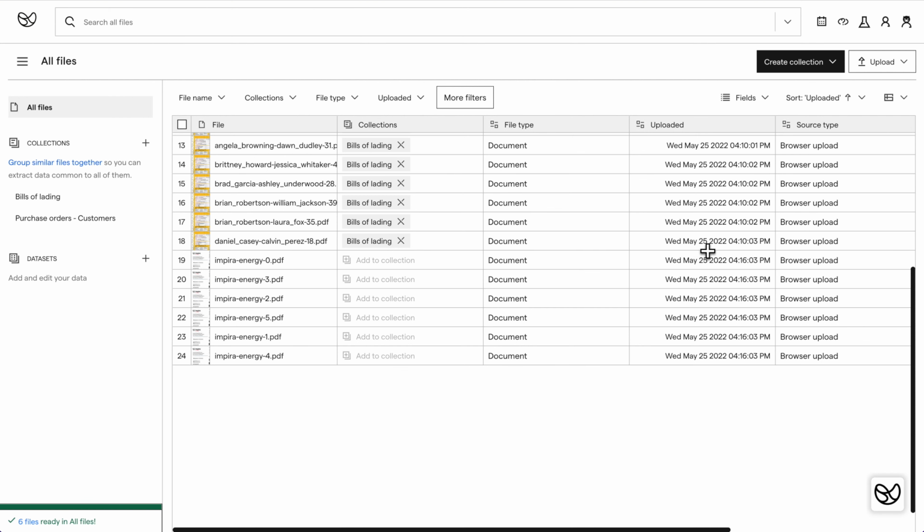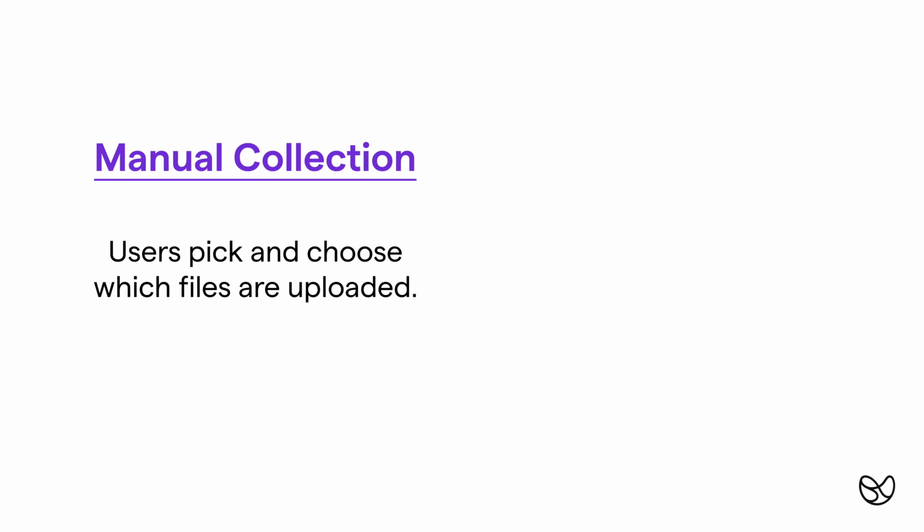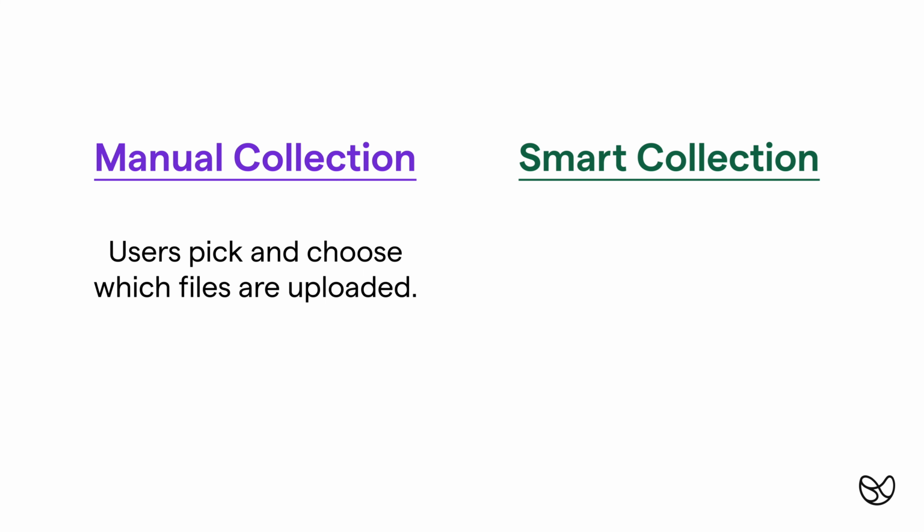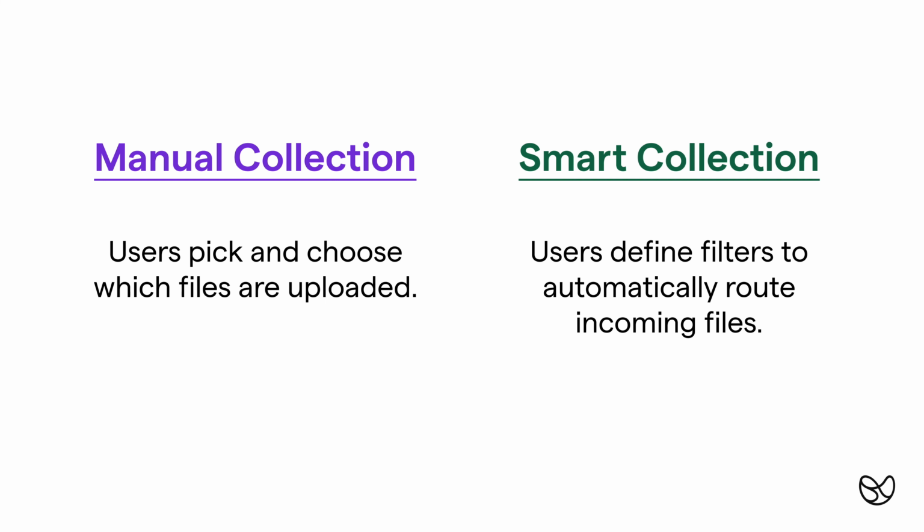A standard collection is also known as a manual collection because users manually pick and choose which files are uploaded to them. Impira also has smart collections. Users can define filters to automatically route incoming files to a collection that has already been trained by a user to extract data. Check out the description to learn more about smart collections.